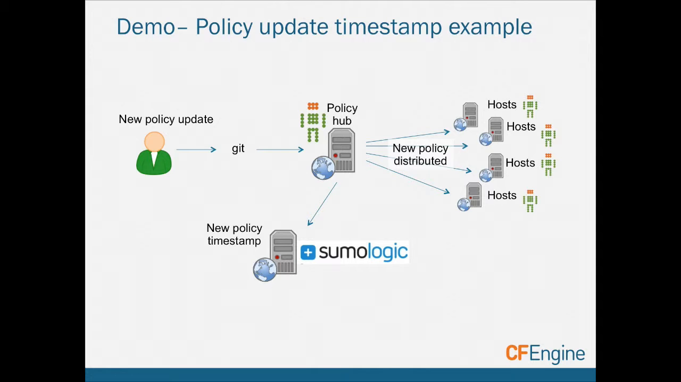What I will do is to make a manual change to a policy and commit this change through Git. We then have a policy on the CFEngine hub that will detect that there is a new policy, and thereby inform Sumo Logic about this change by sending a file containing the timestamp of the policy change.